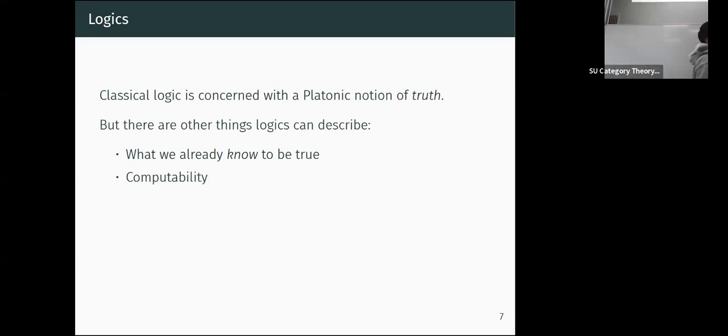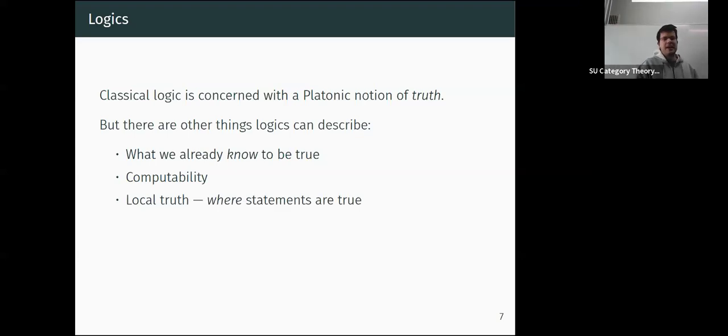Or maybe we want to use a logic to describe computability. So when we say that some proposition A implies some other proposition B, we don't just mean B or not A, which is what it would be classically equivalent to. We might say, no, I want to actually take some kind of computer program that I can run that takes some kind of solution to A and gives us a solution to B. So we might want to use a logic to talk about computability.